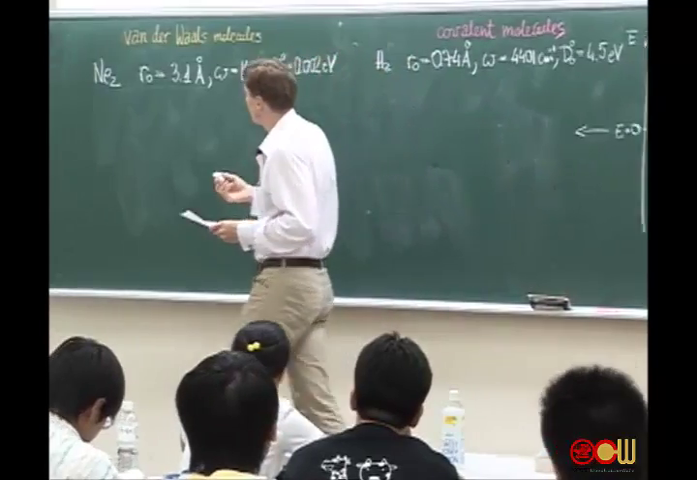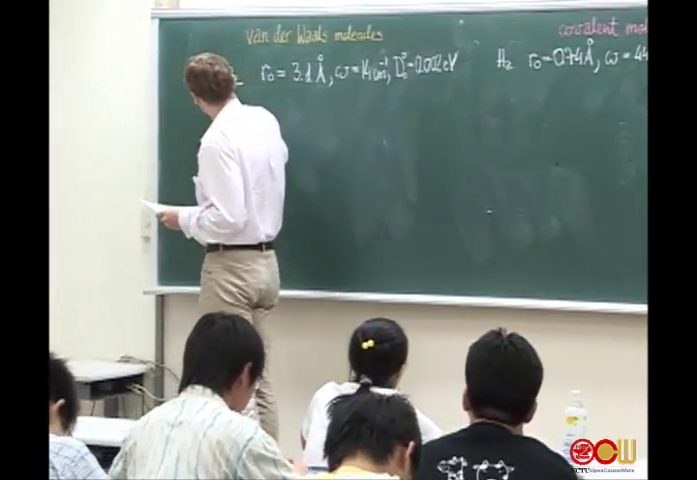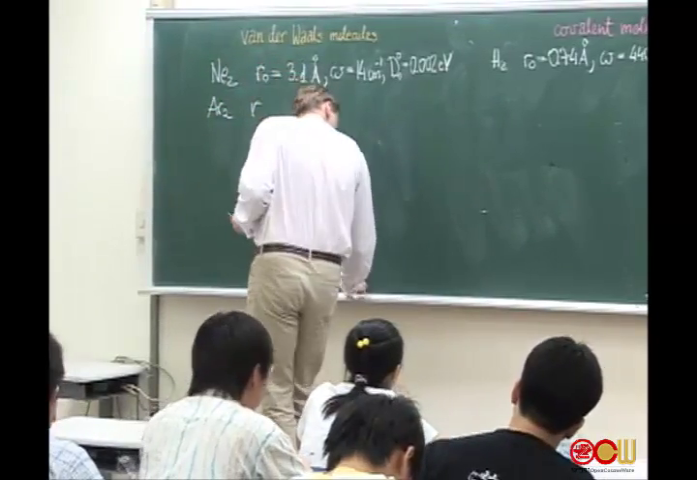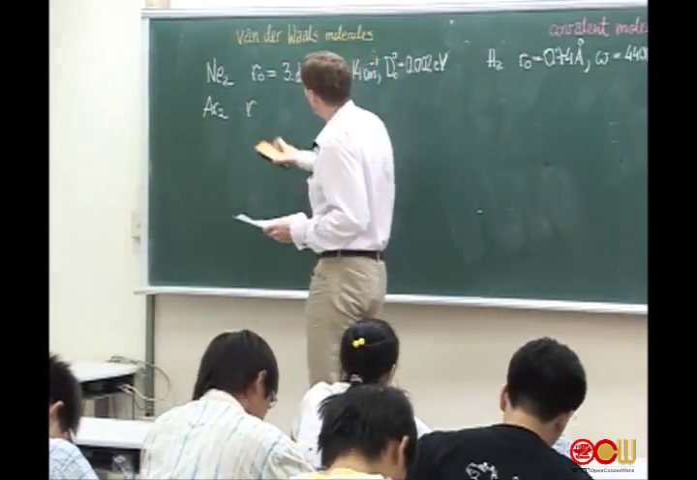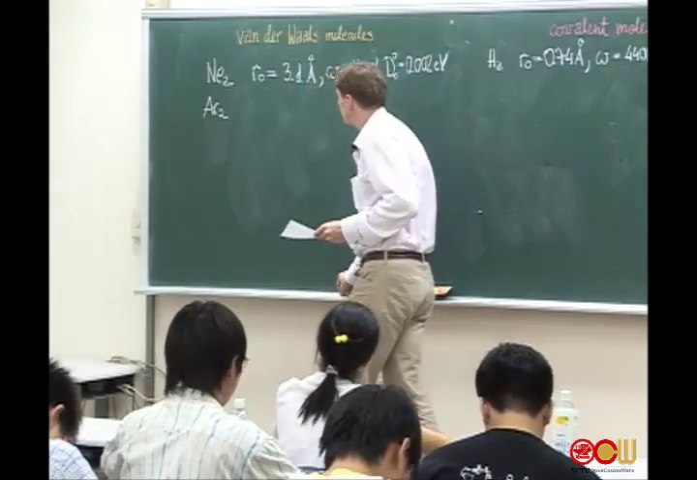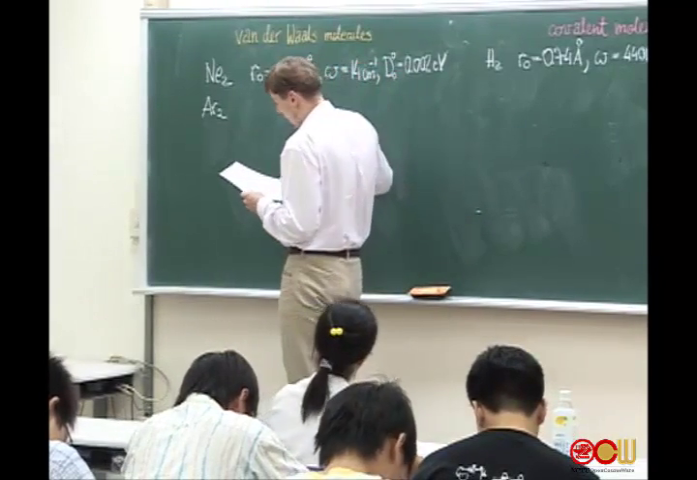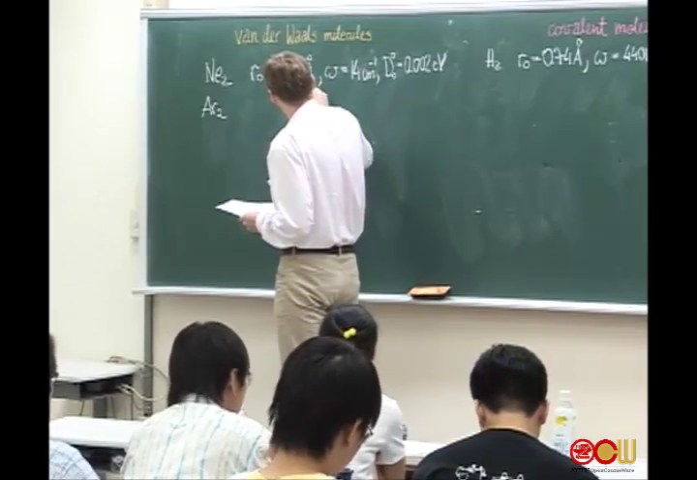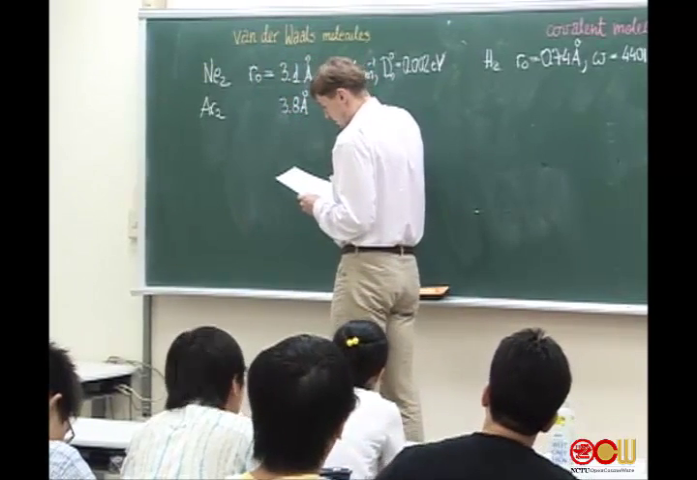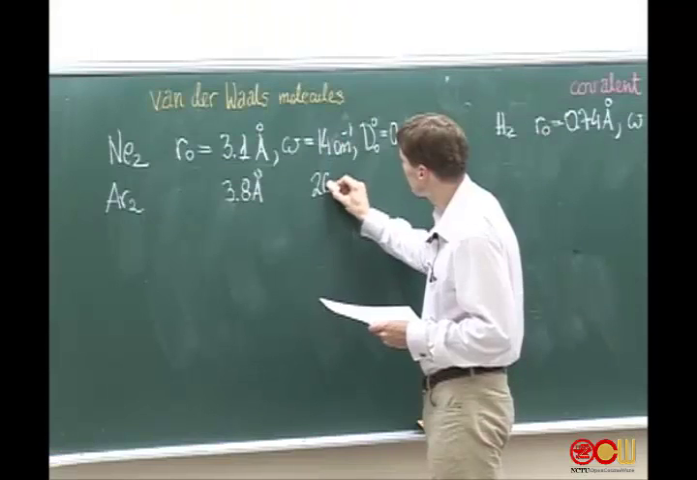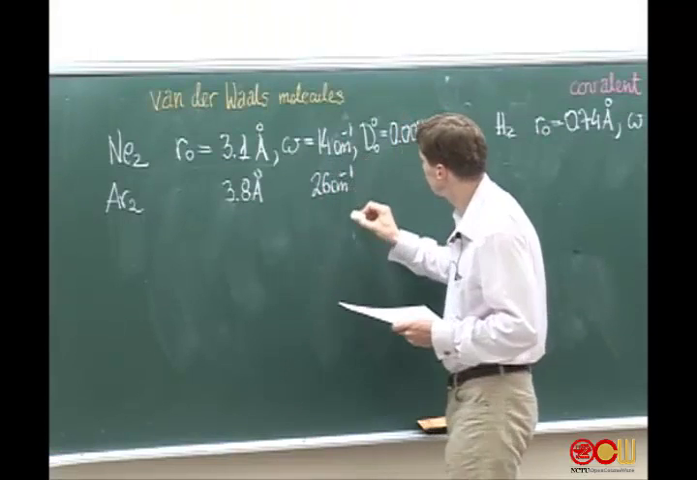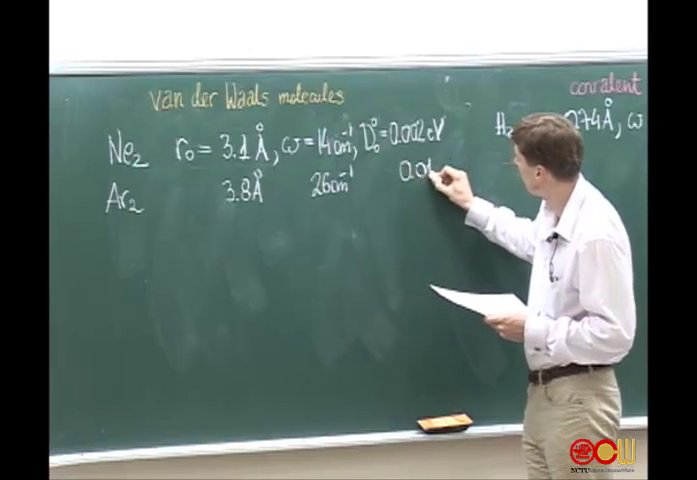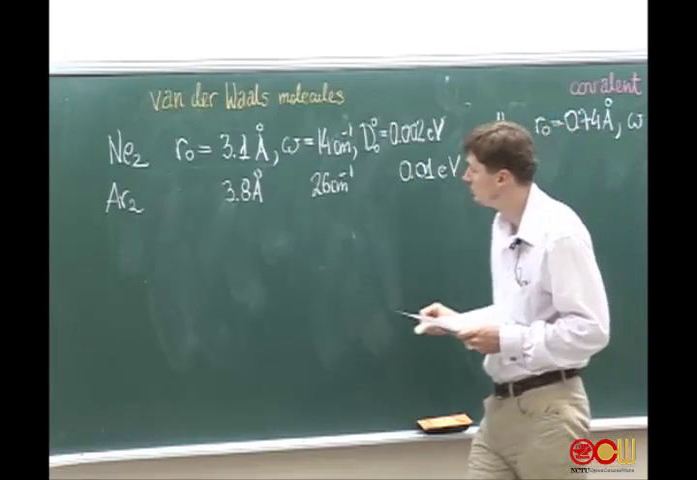Let's go further. Another molecule would be argon 2, again, I'm going to put only numbers, not to write R0. The distance for argon 2 is 3.8 angstrom. Frequency for argon 2 is 26 wave numbers. And the potential is 0.01 electronvolt.